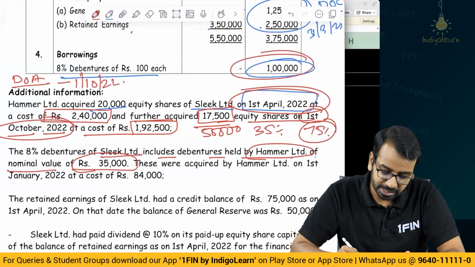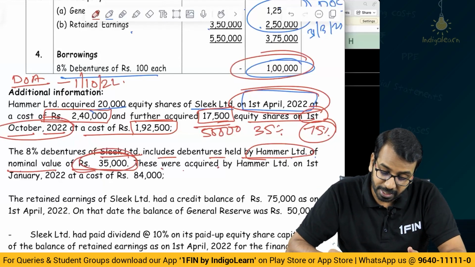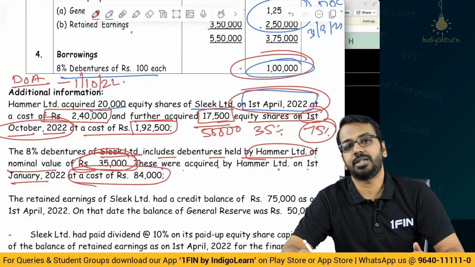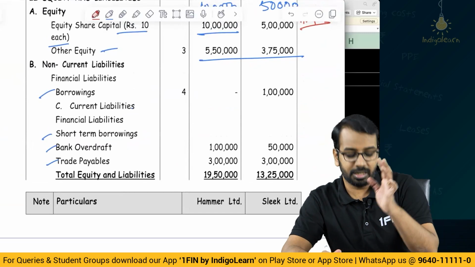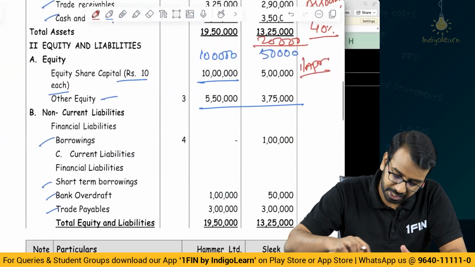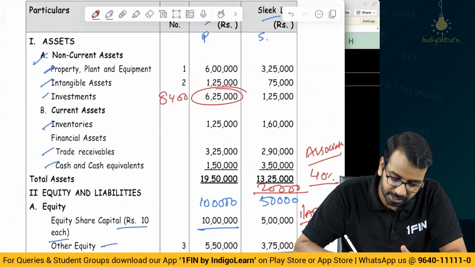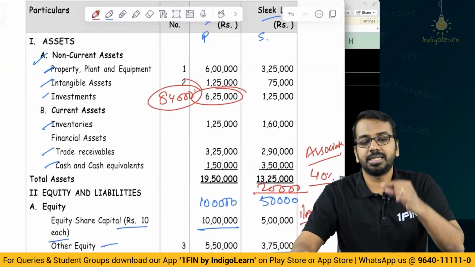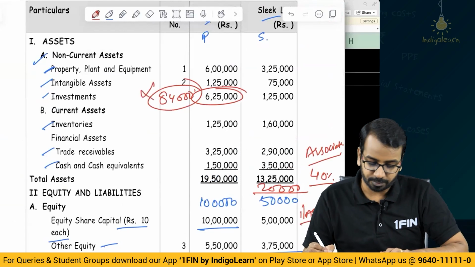So here you have debentures. 35,000 is held by whom? By Hammer Limited. These were acquired by Hammer Limited on 1st of January at a cost of 84,000. This investment what Hammer Limited has done, where will we show it? We will show it under investment. So come to investment. Under investments you have how much? 84,000 they said, right? 84,000 is the debenture. Now this debenture is investment in my subsidiary. It is an intercompany balance. I have to eliminate. I have to remove it. I will remove 84,000 from here.